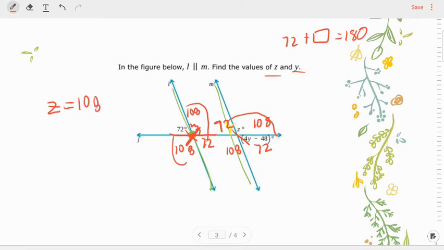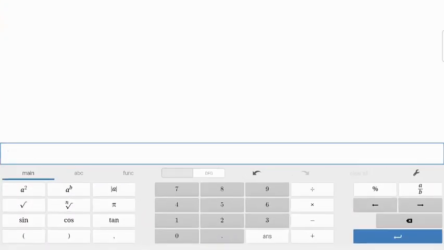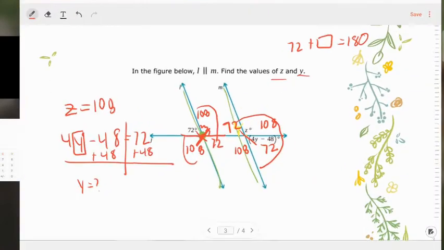My second equation says that this angle, 4y minus 48, is equal to 72. So I don't know what y is. y is still a question mark, so let's solve it. I'm going to draw my line down my equal sign. There's my y, and I'm going to get rid of whatever's further. Because it says minus 48, I'm going to add 48. Total everything up. 72 plus 48 is 120.